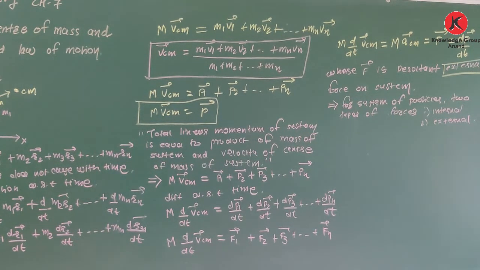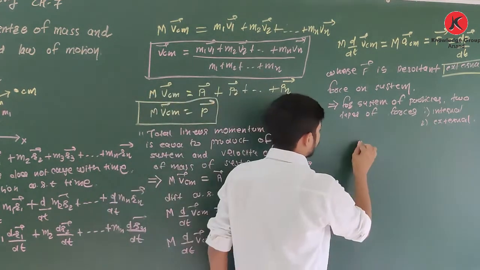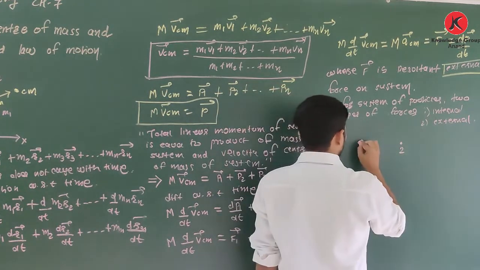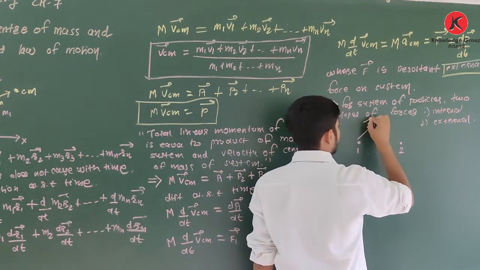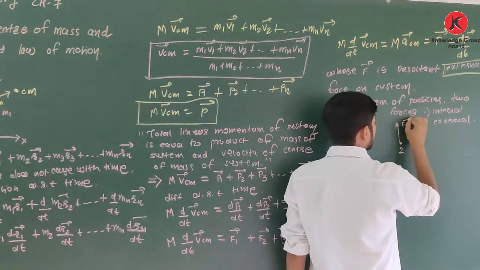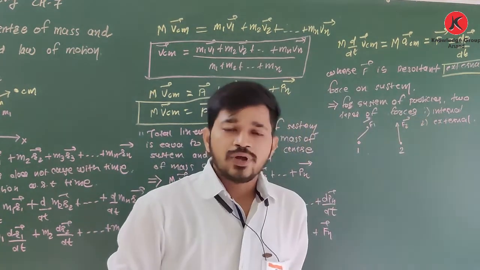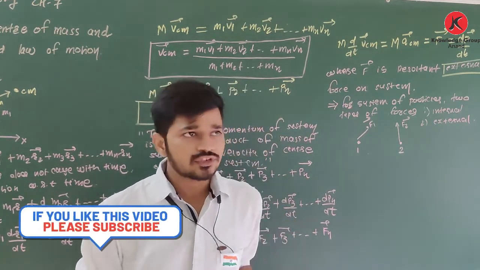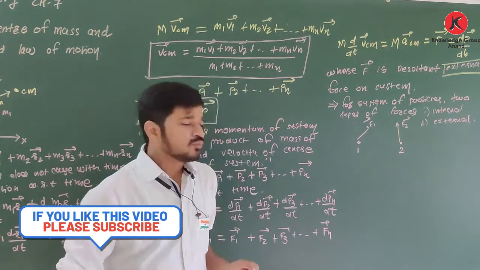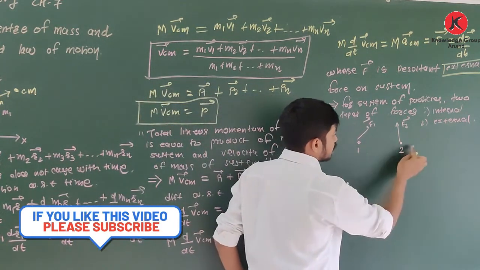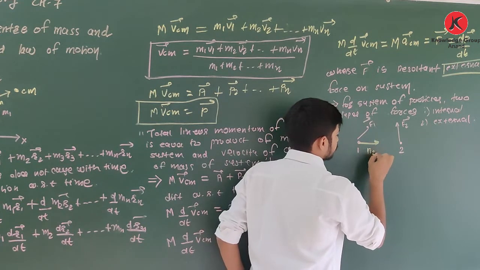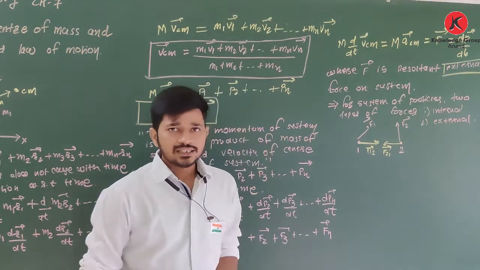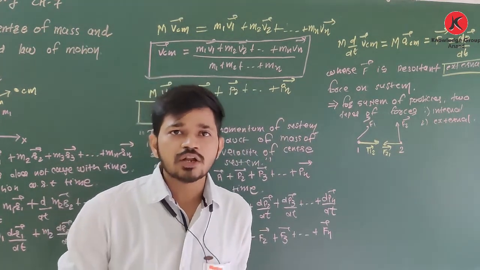If I take one example of two particles, suppose we have two particles, first and second. Let the external force acting on first particle be F1, and the external force acting on second be F2. So F1 and F2 are external forces. But what is internal force? Internal force means interacting forces. And according to Newton's third law of motion, if the force acting on 1 due to 2 is F12, then the force acting on 2 due to 1 is F21. Yes or no? Interacting forces obey Newton's third law of motion.